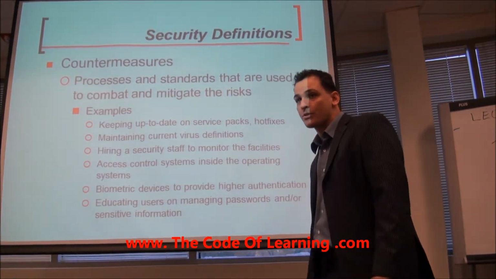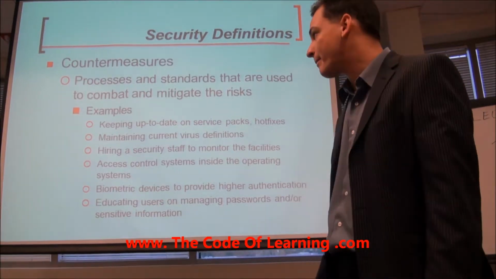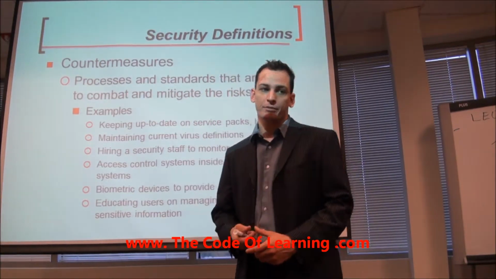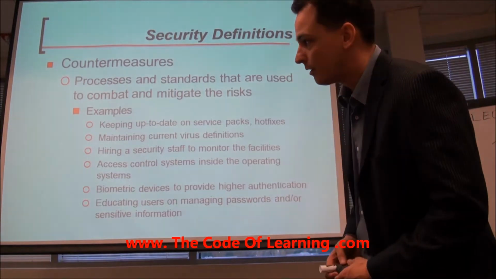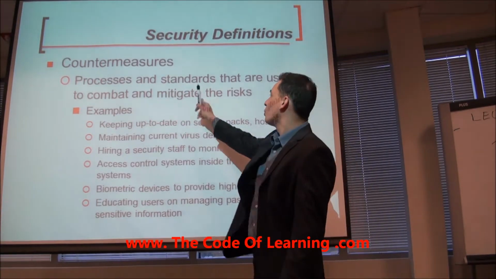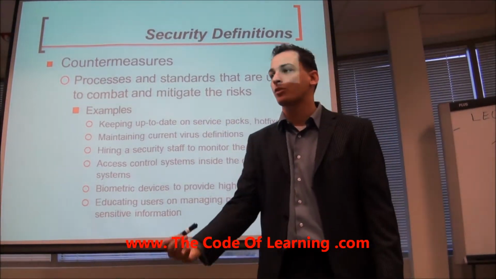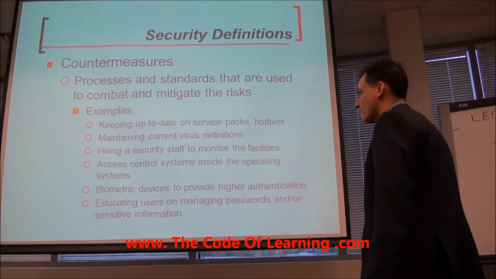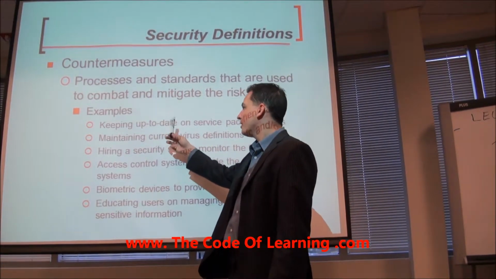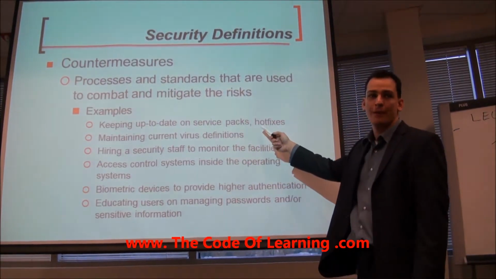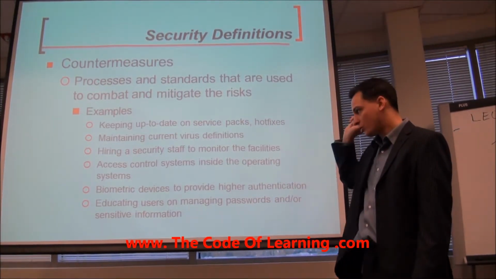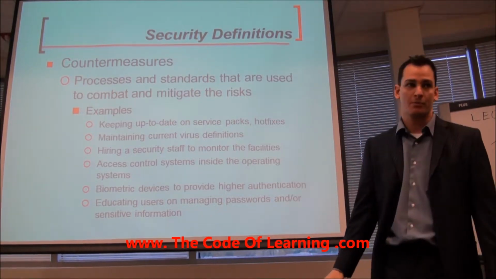So countermeasures. A countermeasure is a control that you put in place, and there's all sorts of countermeasures that you can put in place. You could have preventative, detective, deterrent, corrective, recovery countermeasures, etc. See where I'm going with that? Is that your chart? Processes and standards are used to combat and reduce the risk. So ultimately, the countermeasure needs to reduce the risk that's out there. Some things that naturally reduce risk, or a good countermeasure per se, would be keeping on the latest and greatest service packs and virus definitions, things like that. Actually train your staff. Have access control systems in place. Use biometric devices. Make sure everybody's properly trained and aware.